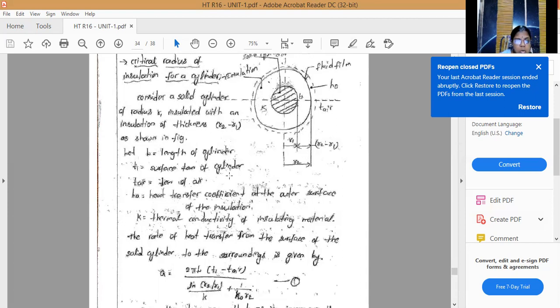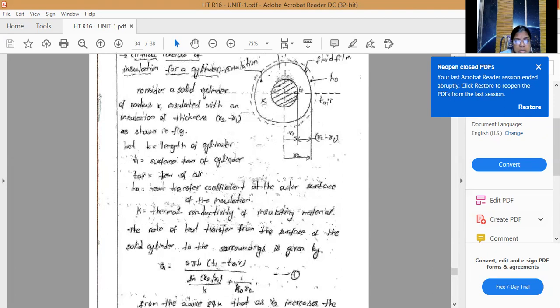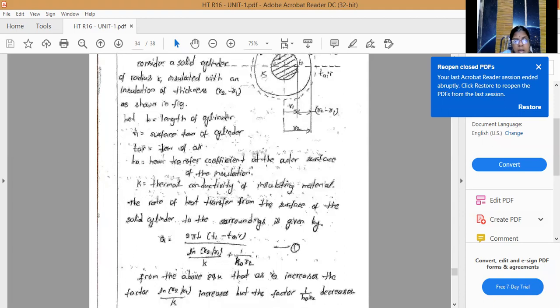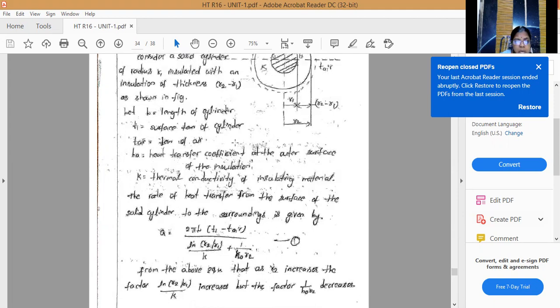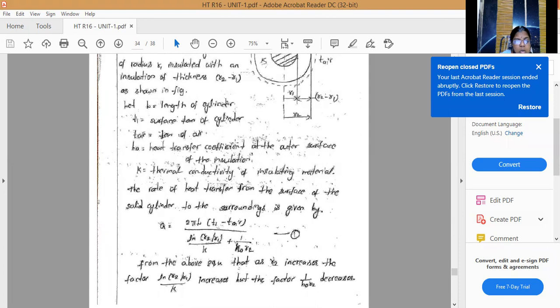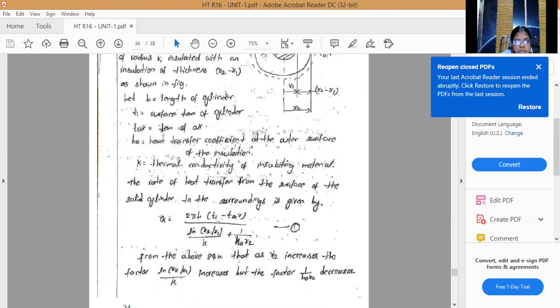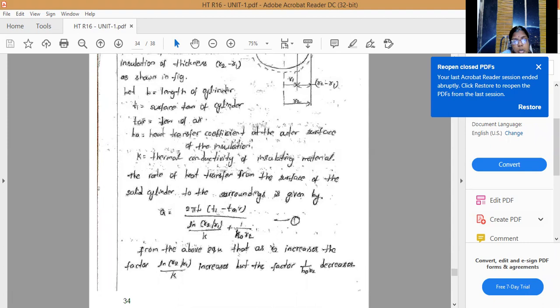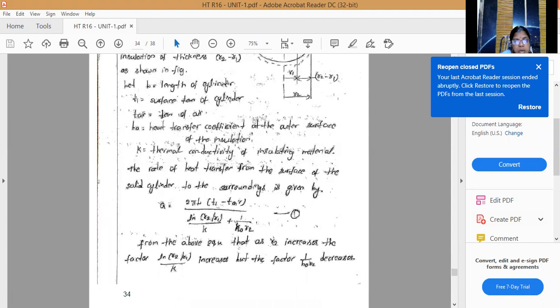Consider a solid cylinder of radius R1 covered with insulation of thickness R2 minus R1. The difference of radii we call the thickness, as shown in the figure. Let L be the length of the cylinder, T1 the temperature of the cylinder surface, and Ta the temperature of the air. H naught is the heat transfer coefficient at the outer surface of the insulation. K is the thermal conductivity of the insulating material.